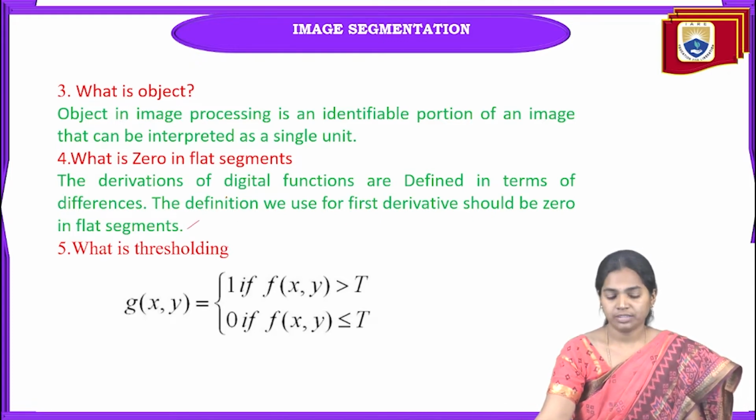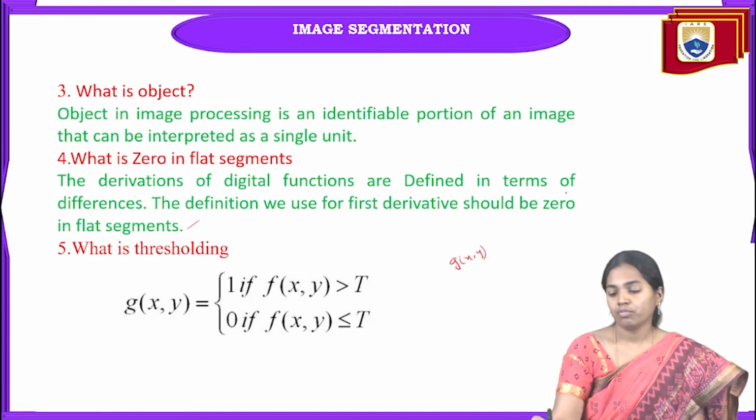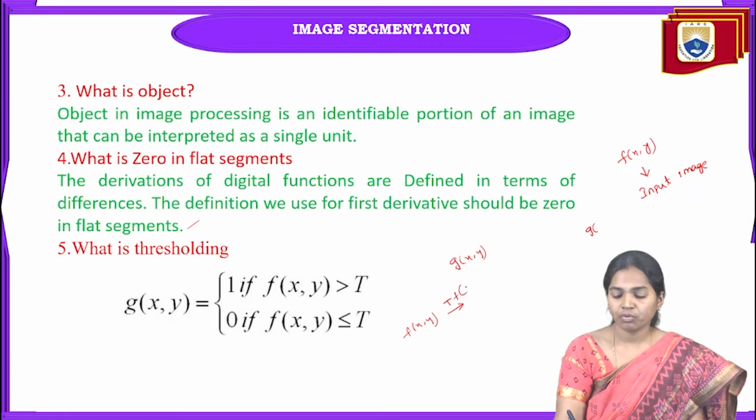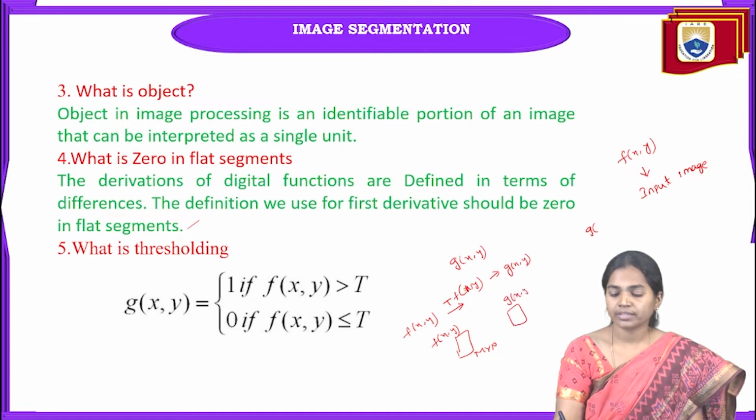What is thresholding? Here f of x comma y is our input image. We apply the transformation function onto this f of x comma y. Then the output is g of x comma y. The image is of size m into n. This is f of x comma y, and here the output is g of x comma y.